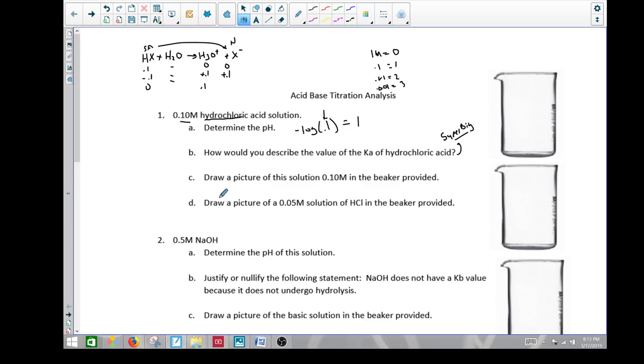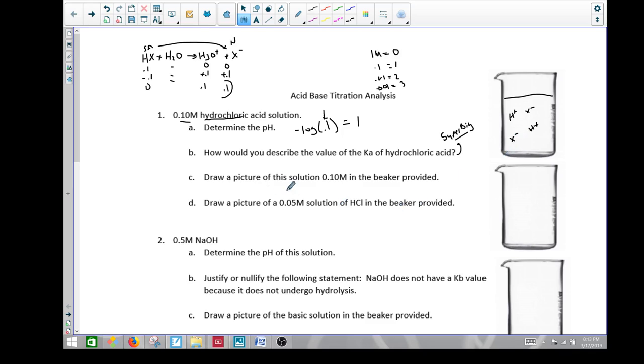All right, draw a picture of this 0.1 molar acid in the beaker. Okay, that's fine. Draw a little top water line, and because it's a close to completion, I only draw this stuff here. So it's going to be H plus ions, X negative, H plus. The more I draw, the more concentrated it gets.